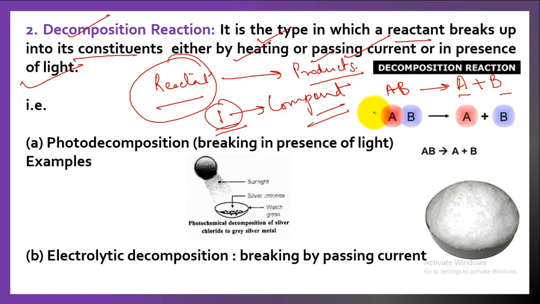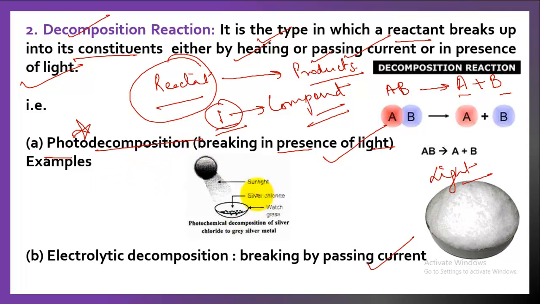This splitting, this decomposition, can occur under three conditions. First, in presence of light, second by passing current, and third by heating. For example, the decomposition that occurs in presence of light is called photo decomposition. Photo means light, decomposition means breakdown of a compound into its constituents.